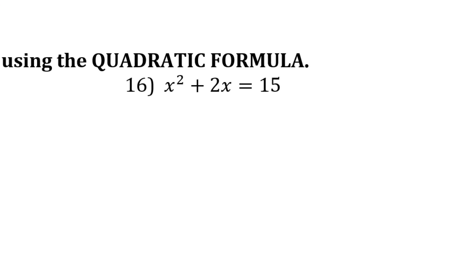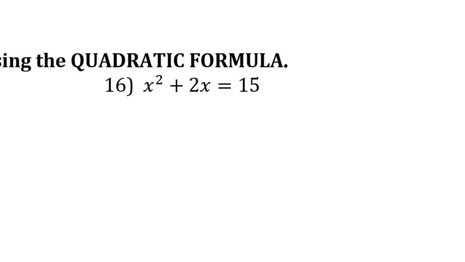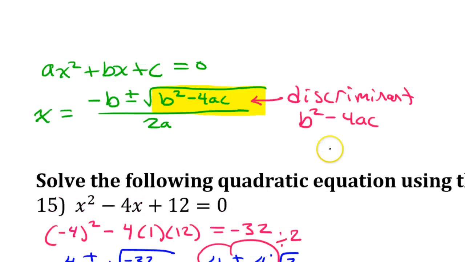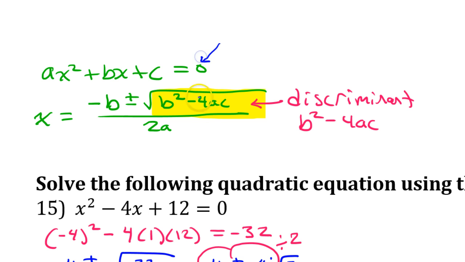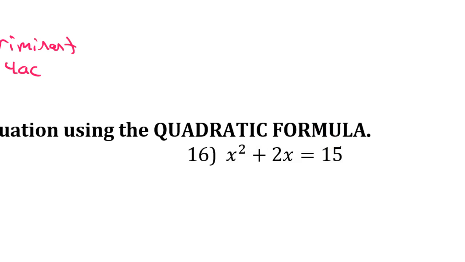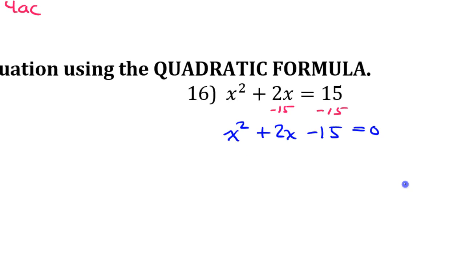Okay, last one. Notice on number 15 we had 0 on one side. That's part of the formula. You have to have 0 on one side to use the quadratic formula. This does not have 0 on one side, so that means you need to get 0 on one side. And we can do that by simply subtracting 15 from both sides. So that gives us x squared plus 2x minus 15 is equal to 0.